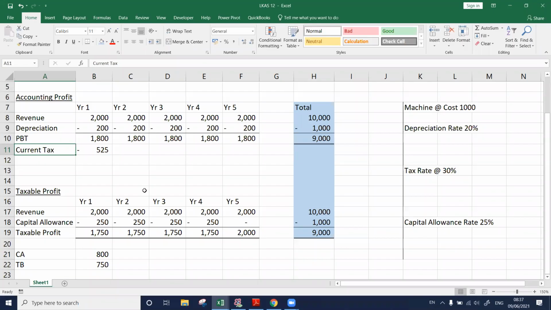This is not our total tax expense, right? This is only the current tax expense, 525. So what do you mean by current tax then?